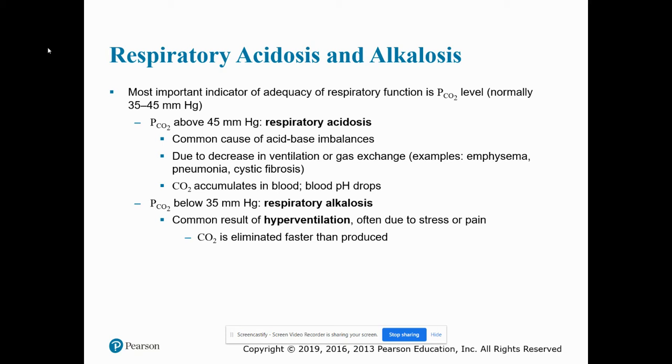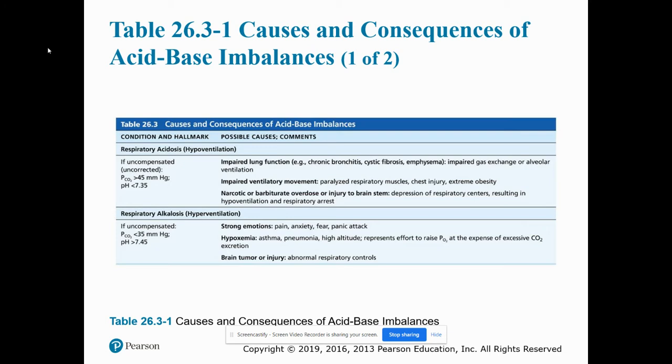PCO2 below 35 mmHg is respiratory alkalosis, and this is a common result of hyperventilation, which could be due to stress or pain, and CO2 is eliminated faster than produced. And this is a table that looks at respiratory acidosis and alkalosis, some of the causes.